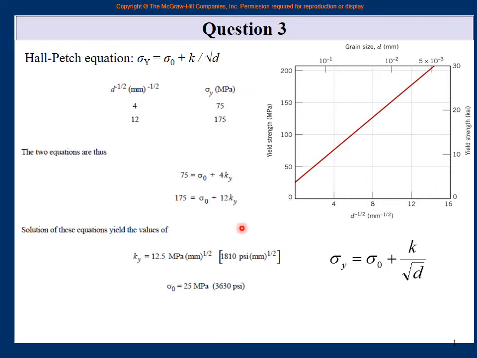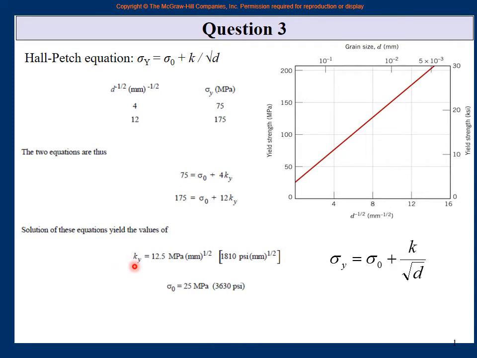For point 12, 175 is equal to sigma naught plus 12 ky. So these are the two equations. Now, very basic simple arithmetic and algebra. You have two equations and you solve them. If this is equation 2 and this is 1, then subtract: 175 minus 75 is 100, sigma naught minus sigma naught is 0, 12 minus 4 is 8 ky. So 100 is equal to 8 ky. Very simple. Just solve these two together. First find one constant, then find the other constant.